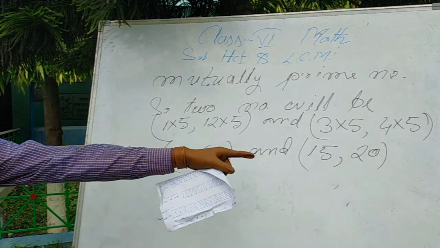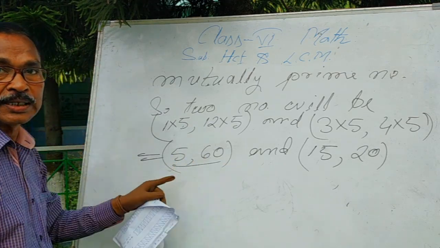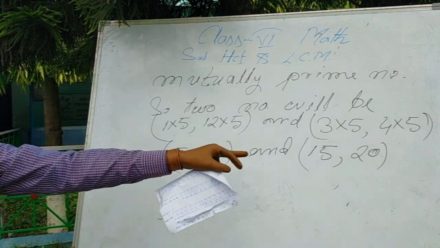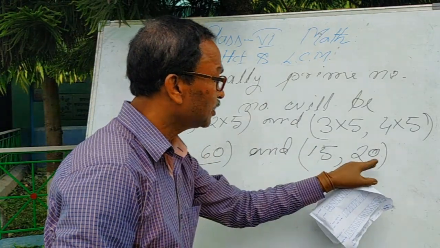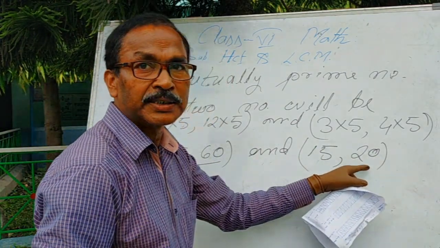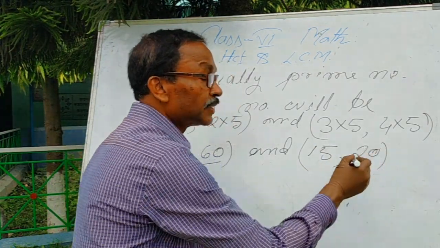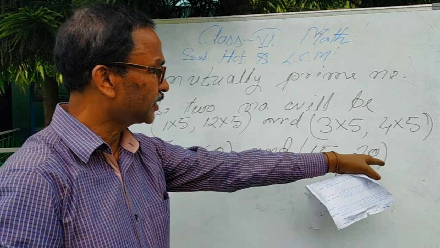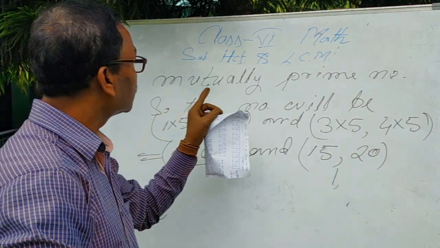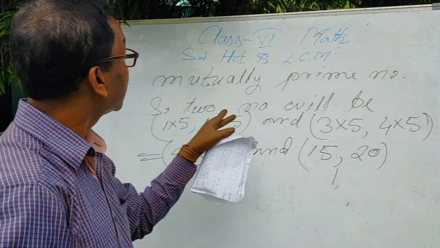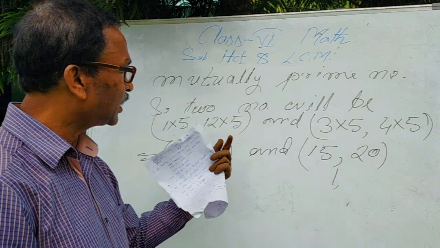Look here, of these two pairs, here HCF is 5 and LCM is 60, and here also, look here, 15 and 20 of these two pairs, here also HCF is 5 and LCM is 60. So if LCM and HCF are given, then we can easily find out the two numbers.